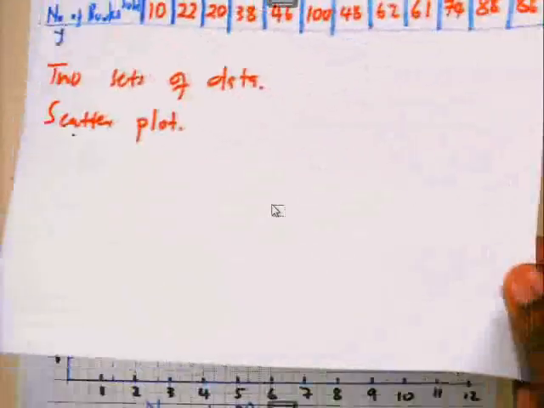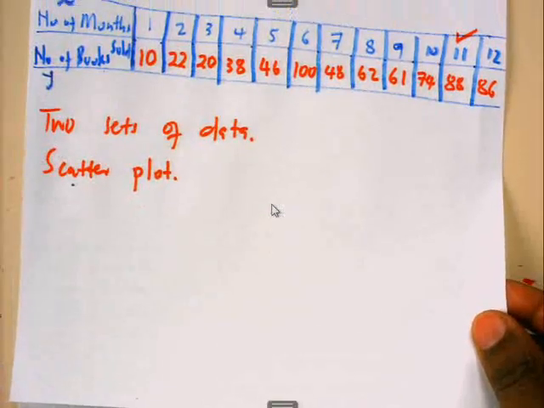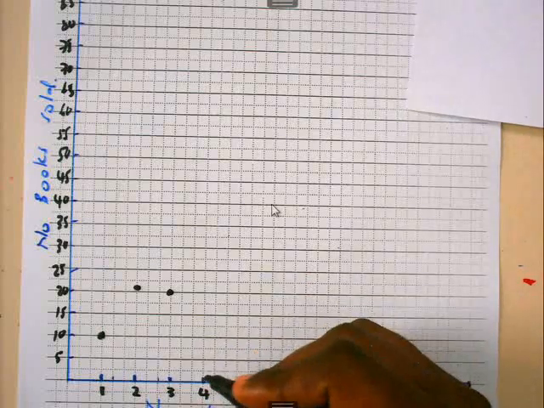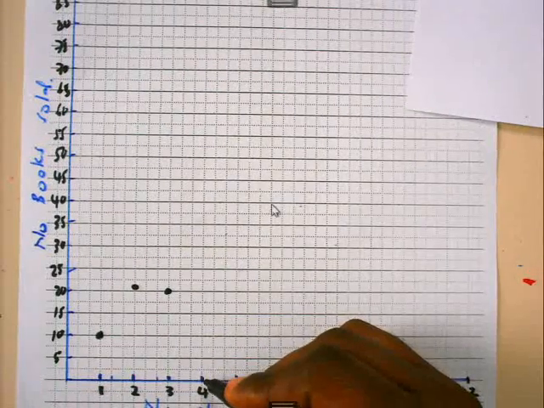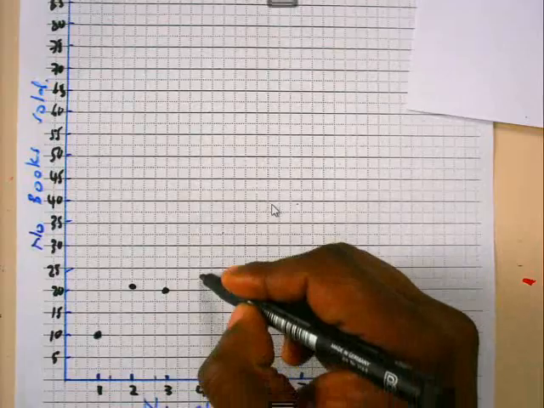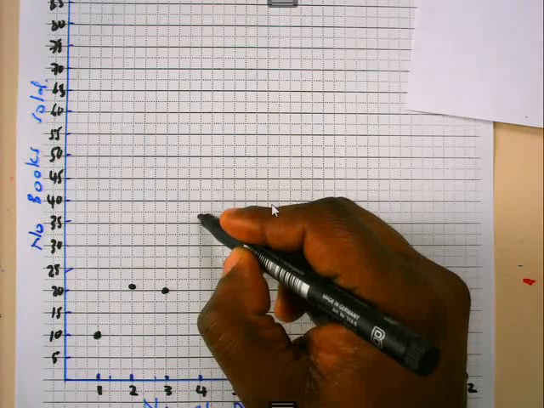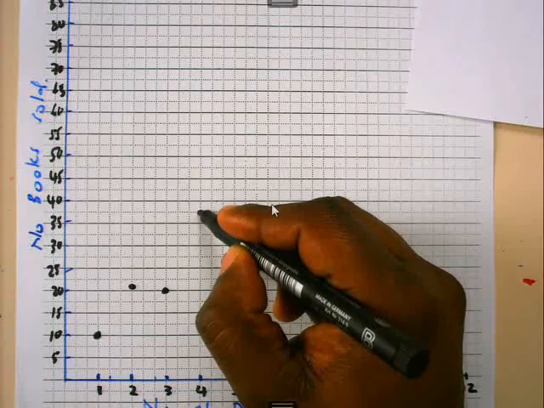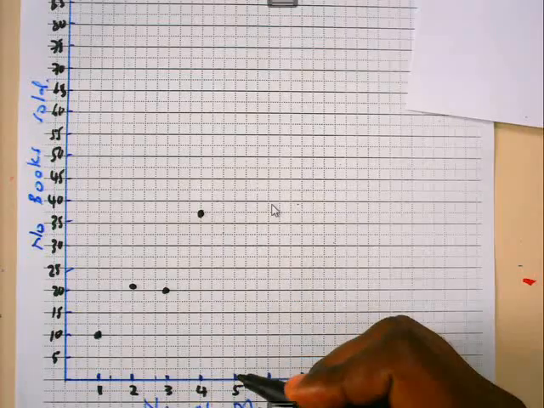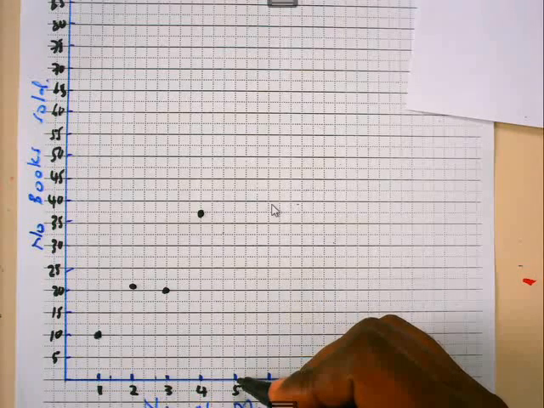Good. And the fourth month, how many books were sold? 38 books. 4 is 38. Look at my hand. 4 here. 4, it goes to 38, 35. 38 would be somewhere there. The fourth month, somewhere there is 38. Can you see that?